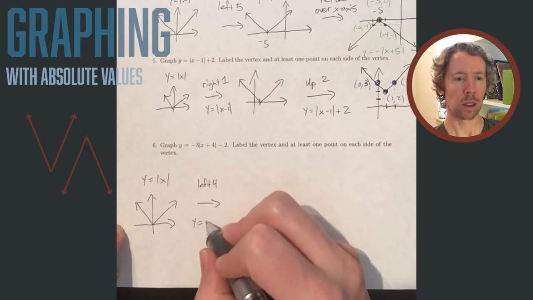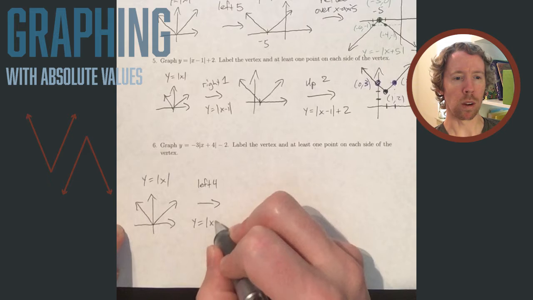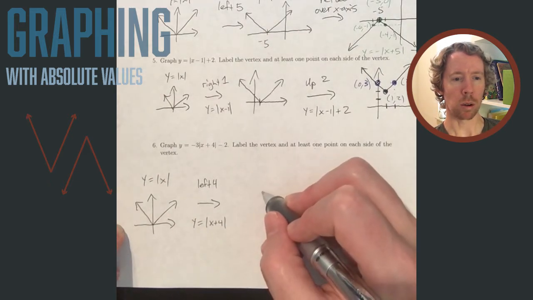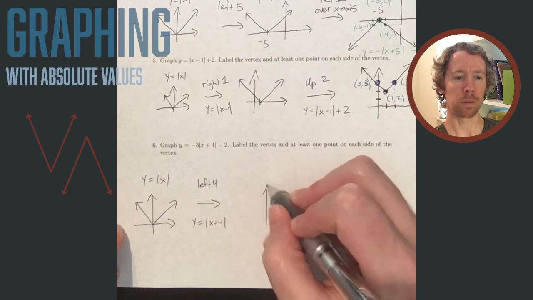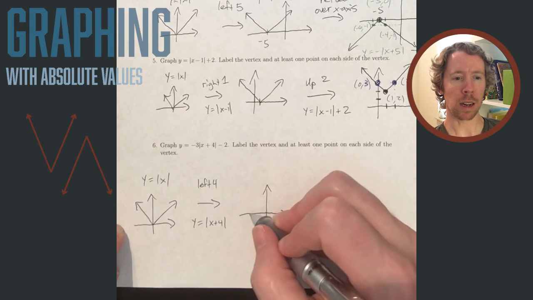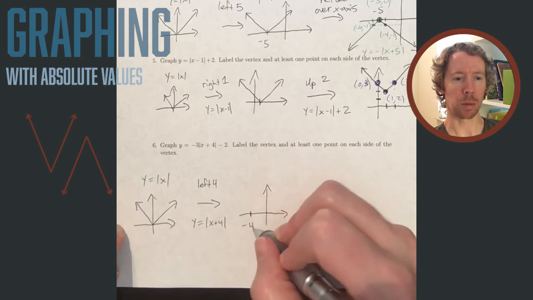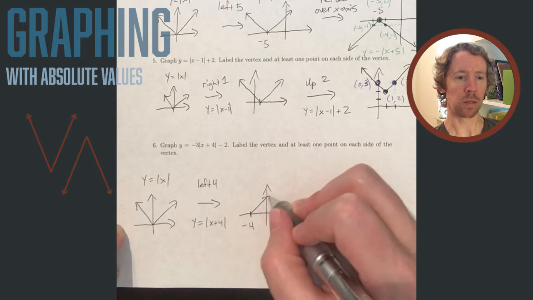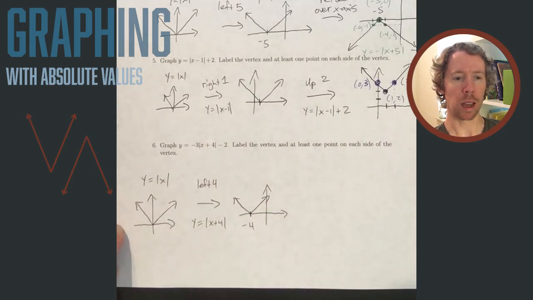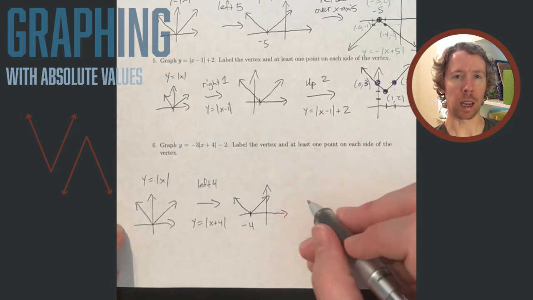So first, inside the absolute values, x is replaced with x plus 4. So that will shift the graph to the left 4. And then the -2 at the end of this expression will shift everything down by 2 units. So our vertex will be at -4, -2.